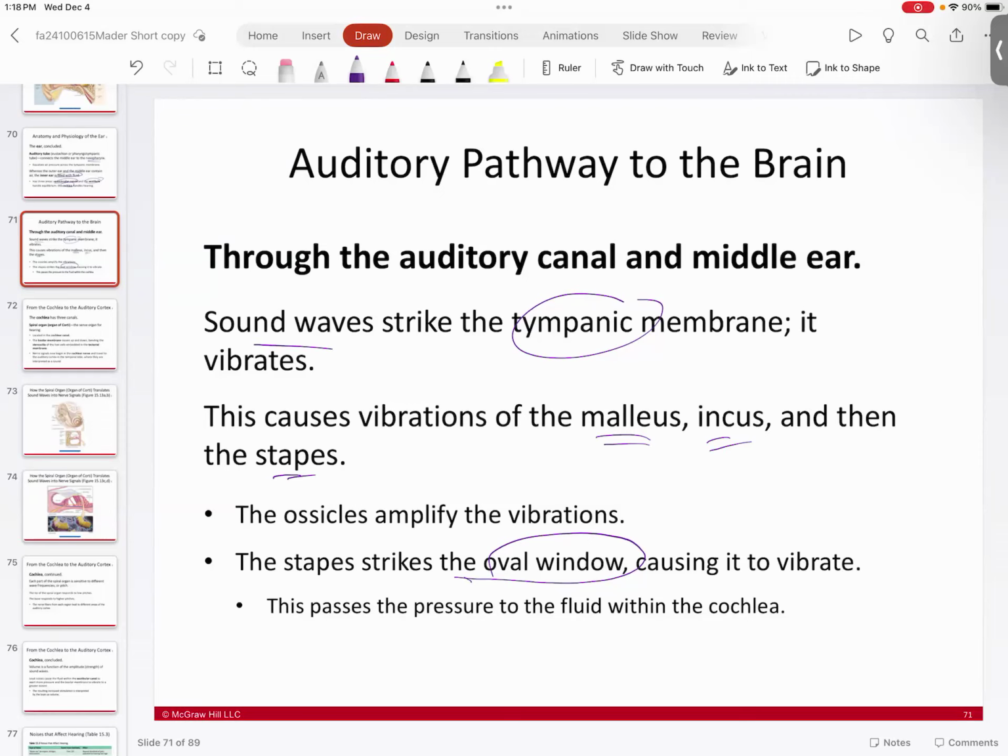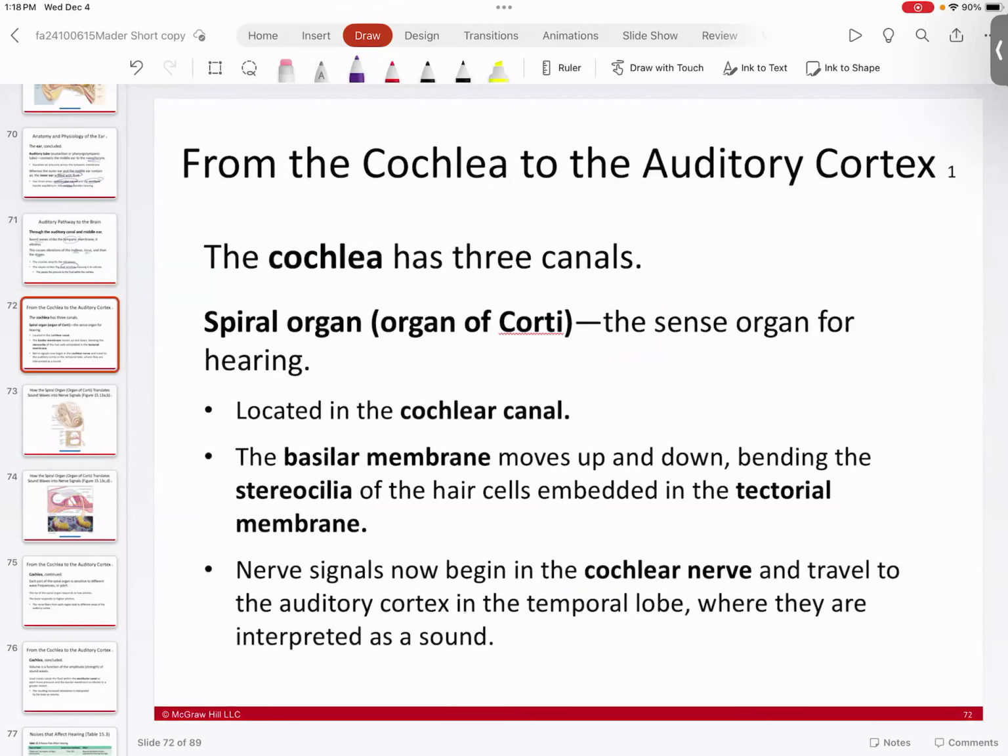So you can think of the oval window as sort of like this wave machine, where you're just kind of pushing it back and forth at the same frequency and the same wavelength as the air that came into your ear. All you're doing is recapitulating the exact same air wave that came into your ear in a fluid form in your inner ear.